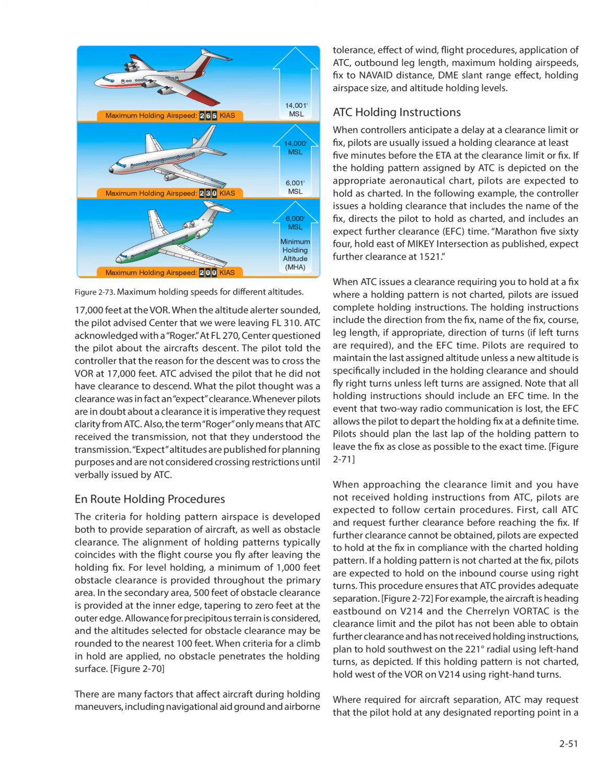If further clearance cannot be obtained, pilots are expected to hold at the fix in compliance with the charted holding pattern. If a holding pattern is not charted at the fix, pilots are expected to hold on the inbound course using right turns. This procedure ensures that ATC provides adequate separation. Figure 272: for example, the aircraft is heading eastbound on V214 and the Chairland VORTAC is the clearance limit and the pilot has not been able to obtain further clearance and has not received holding instructions. Plan to hold southwest on the 221 degree radial using left-hand turns, as depicted. If this holding pattern is not charted, hold west of the VOR on V214 using right-hand turns.